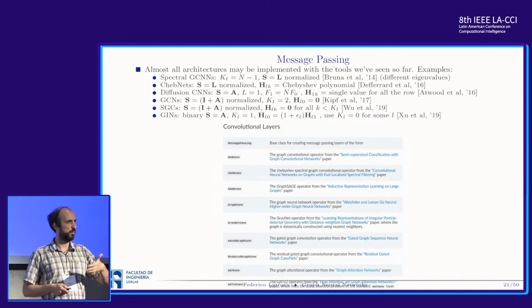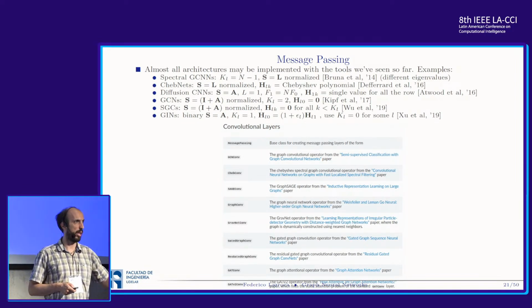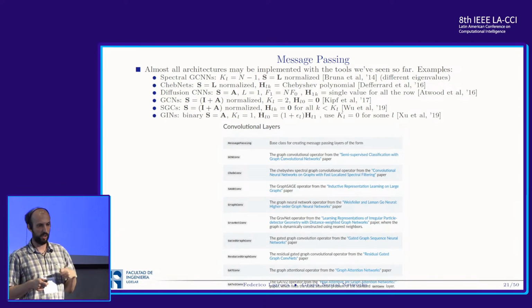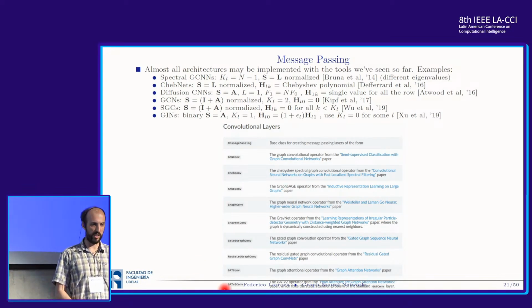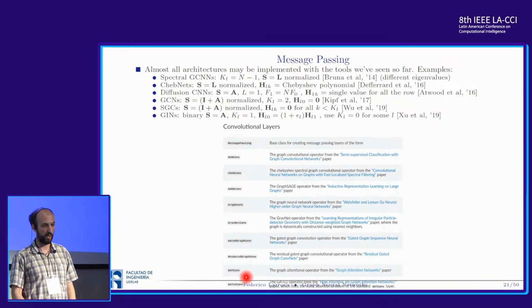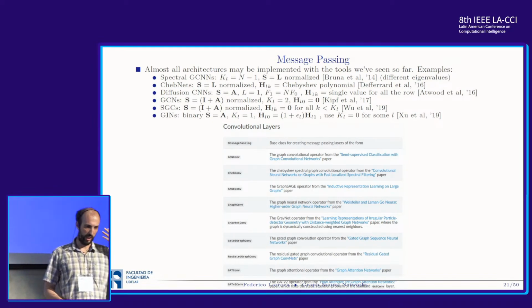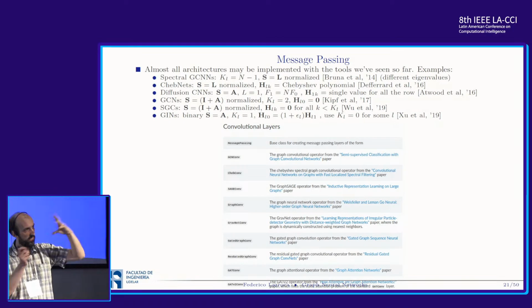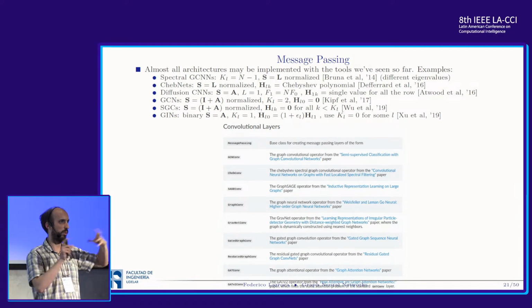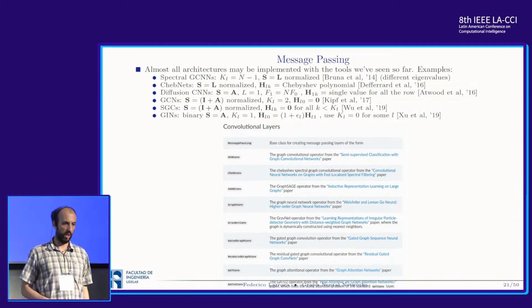Here there's a small list of some famous papers in the area, where I try to make a matching between what I presented so far and these papers. And this is the list of what are called convolutional layers in Python Geometric. There's a very large list, but believe me that what we've talked about so far is exactly the same or very similar, with small changes, to what's more mainstream in graph neural networks.